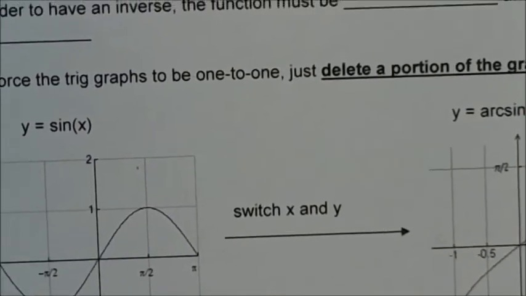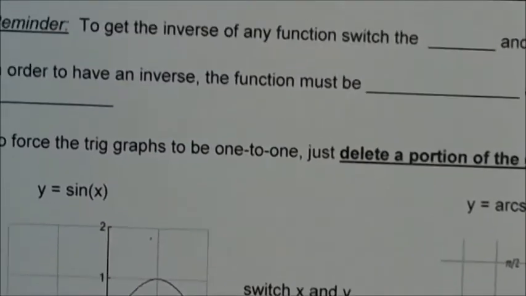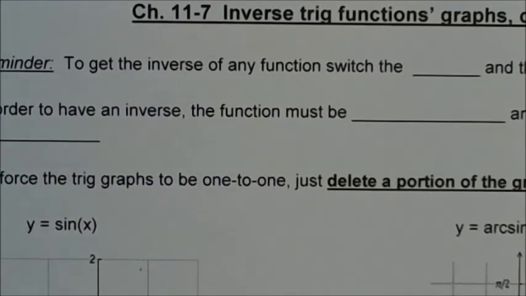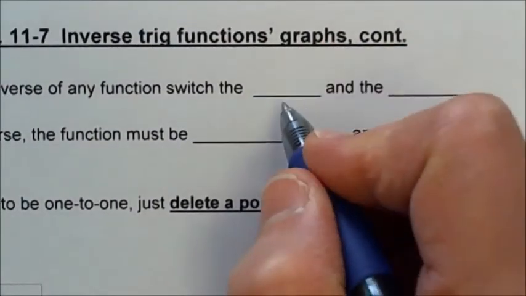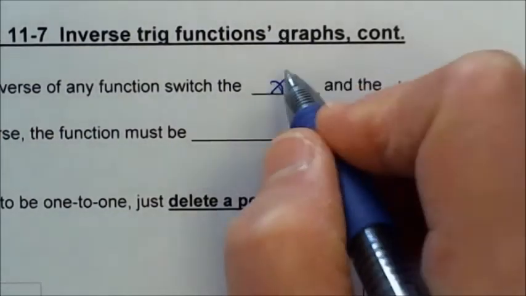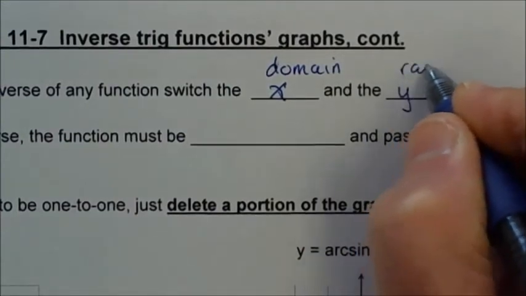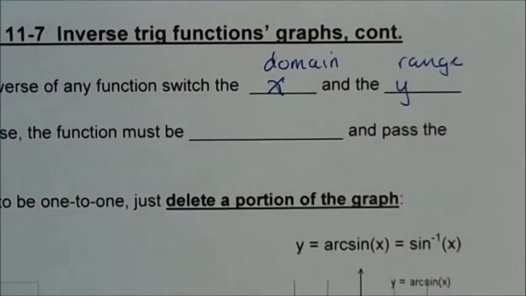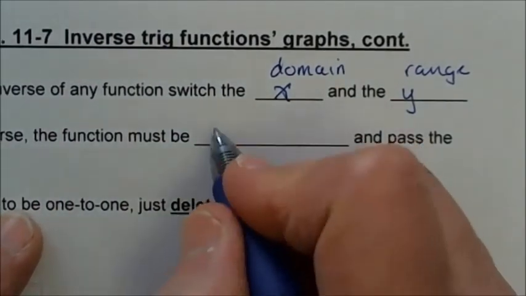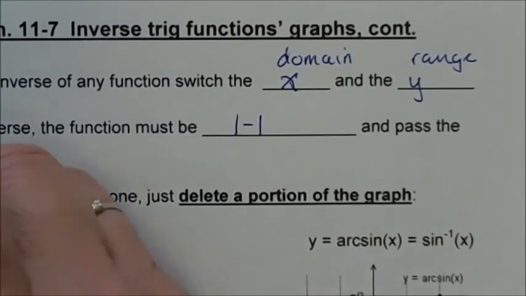All right. So to get the inverse of any function, what do we do? We switch the x and the y. You switch the x and y, meaning we switch the domain and the range. In order to have an inverse, the function must be 1-to-1 and pass the horizontal line test.